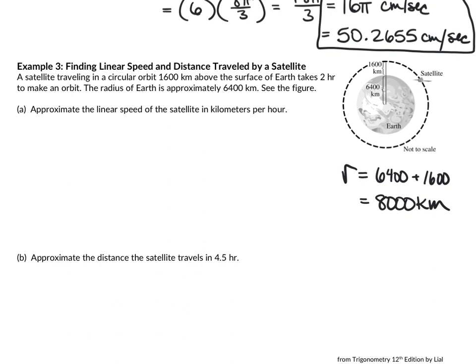Cool. The other thing it told me is that it takes 2 hours to make an orbit. What did that give me if they told me 2 hours to make an orbit? Omega. It told me omega. So the omega is, did I just write down the wrong thing? 2 hours per revolution. Yes, sorry. They told us that it takes 2 hours to make 1 revolution.